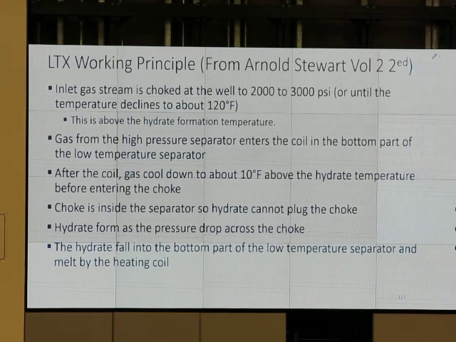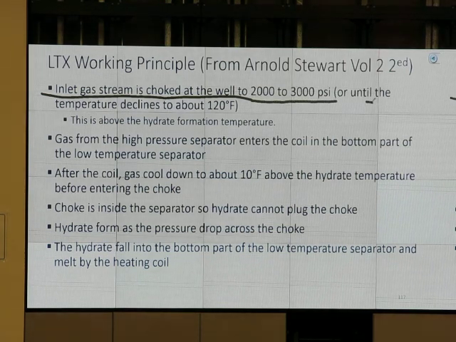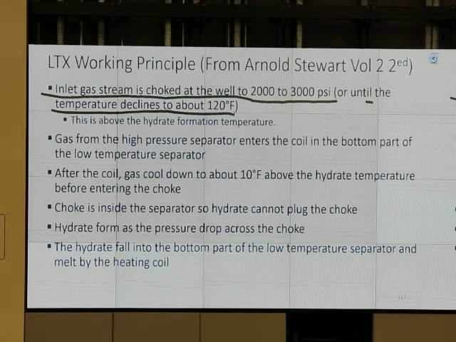How does it work? The inlet gas stream is choked at the well to 2000 to 3000 psi until the temperature declines to about 120 F. This is above the hydrate formation temperature. Okay, so we show it first.